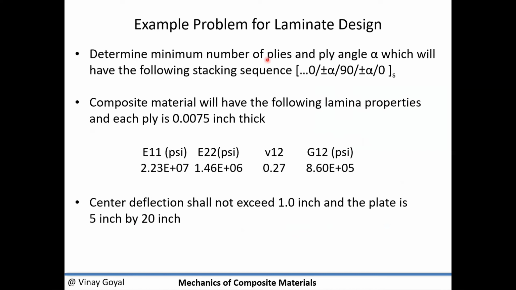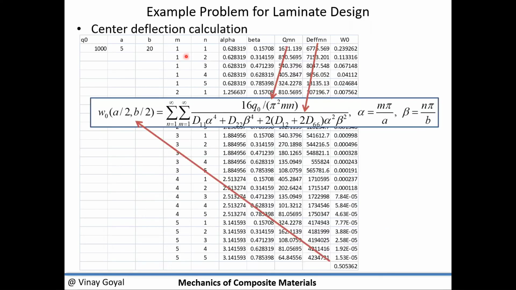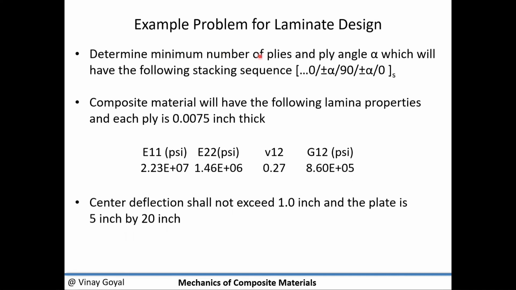Here's an example problem. We want to determine the minimum number of plies and ply angle alpha, which will have the following stacking sequence. So we chose a particular stacking sequence, and alpha is the only thing that can be varied. The composite material will have the following properties, and what we want is that we don't want the center deflection to be greater than 1 inch, and we want the plate to be 5 inch by 20 inch. So these are the constraints that we would like to examine.